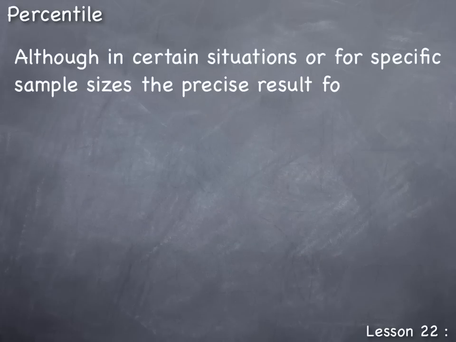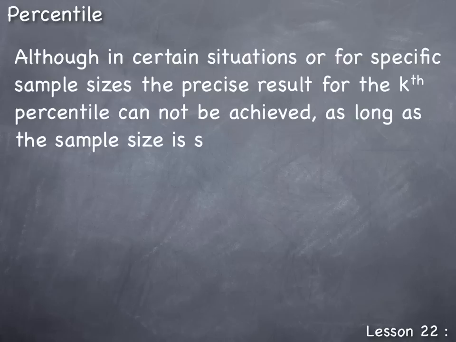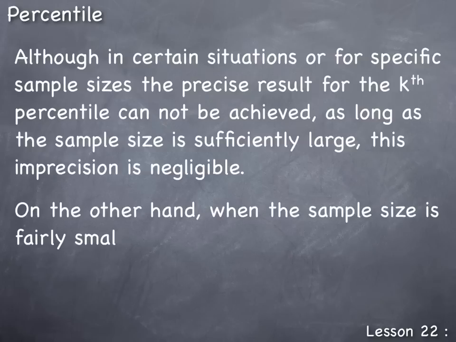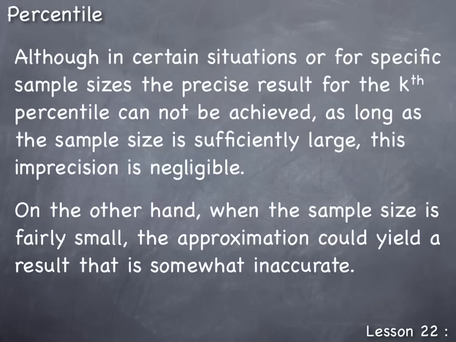Although in certain situations, or for specific sample sizes, the precise result for the kth percentile cannot be achieved, as long as the sample size is sufficiently large, this imprecision is negligible. On the other hand, when the sample size is fairly small, the approximation could yield a result that is somewhat inaccurate.